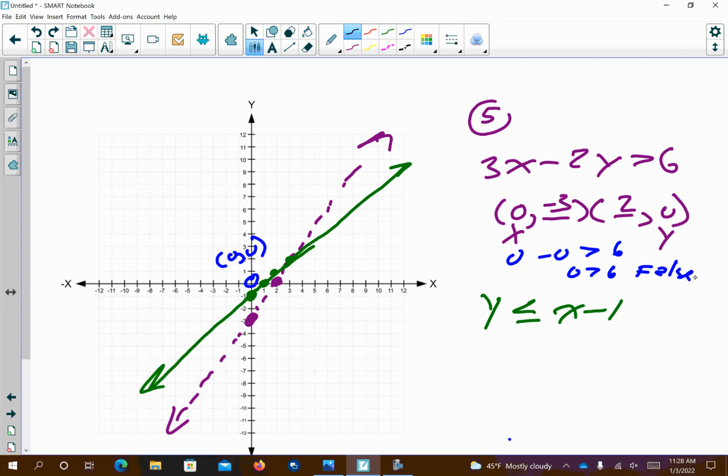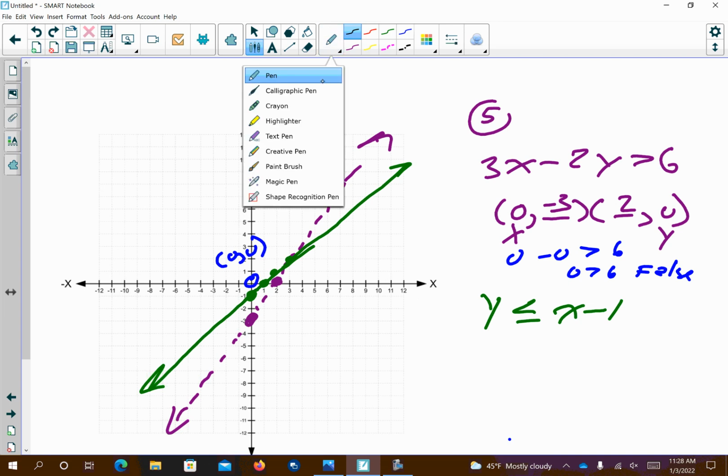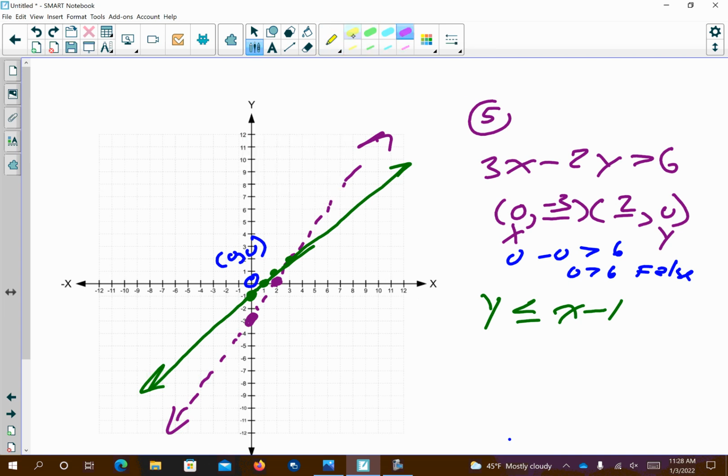So that means I'm going to shade on the opposite side of the purple. So down below on the purple. So let's just do a quick shade of that. So down below the purple, we're shading this region here. Okay. So that's only true so far for the purple line. We haven't checked the green one yet. So I shade it all in best we can.